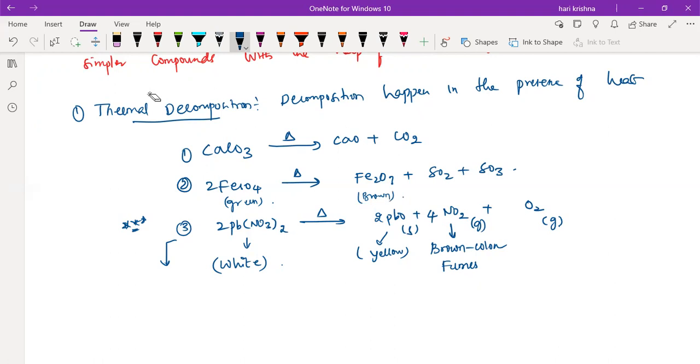So clear, right? Whenever you heat lead nitrate, it will produce lead oxide, NO2 and O2 gas. NO2 is nitrogen dioxide gas, which shows brown fumes upon the decomposition of lead nitrate. Lead oxide is yellow in color, lead nitrate is white. Fine. Now tell me, what is the nature of lead oxide? Is it acidic or basic?